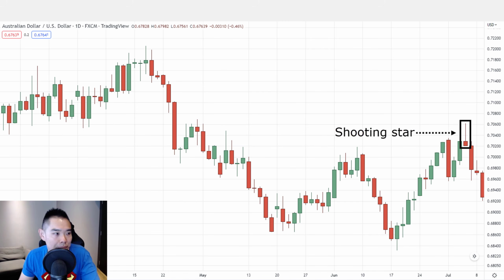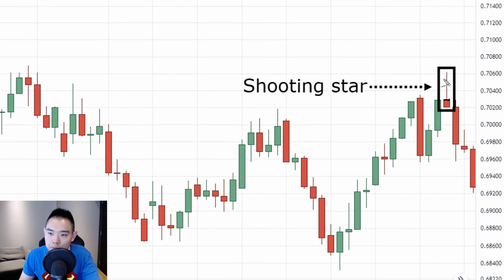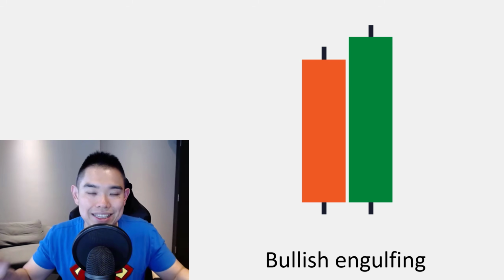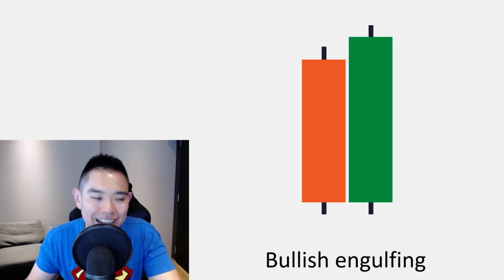So if you look at the chart, typically it looks something like this. You can see over here, the price opened at this price point. Initially, the buyers were in control, pushing the price near the highs of the day. And then the sellers took control and pushed the price down lower, closing near the lows of the day over here. Next, we have what we call the bullish engulfing pattern.